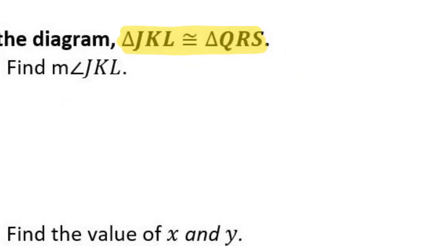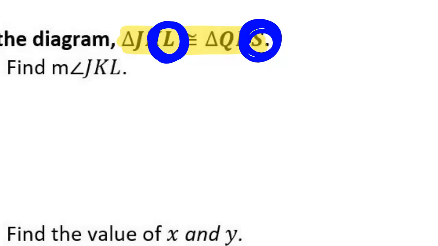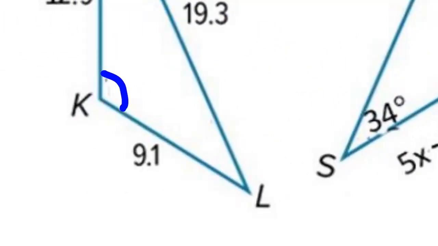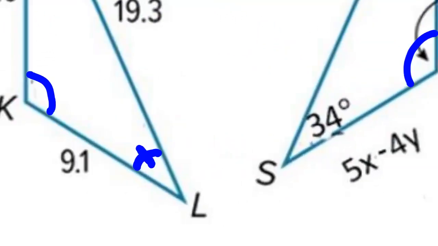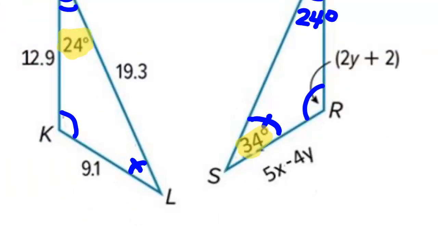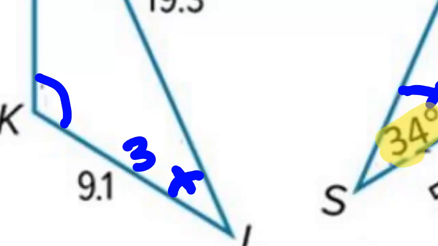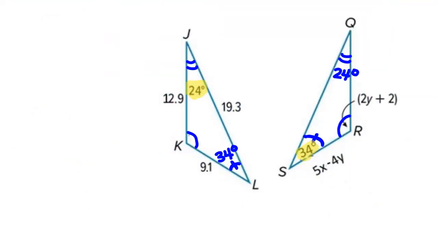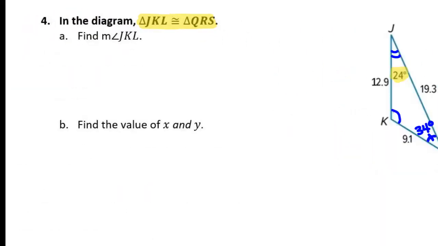What is the other angle pair that I can mark as congruent? L and S. L is right here, last letter. S is right here, last letter. So angle L is congruent to angle S. Do I know how big either one of those angles is? Angle S is 34 degrees. So how big is angle L? 34 degrees. All right, I'm going to give you guys about a minute and I want you to mark up the sides that are corresponding and congruent.